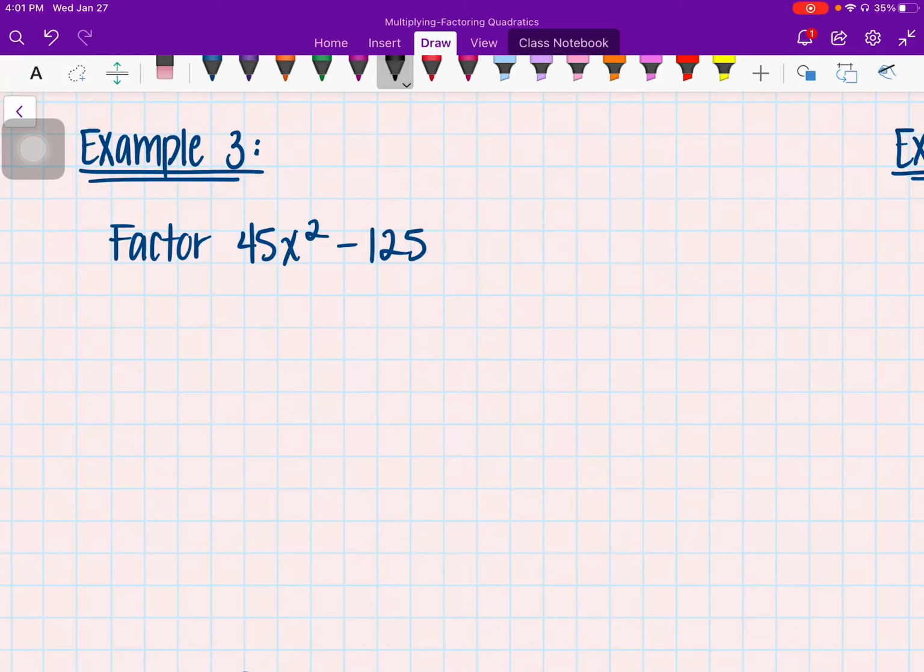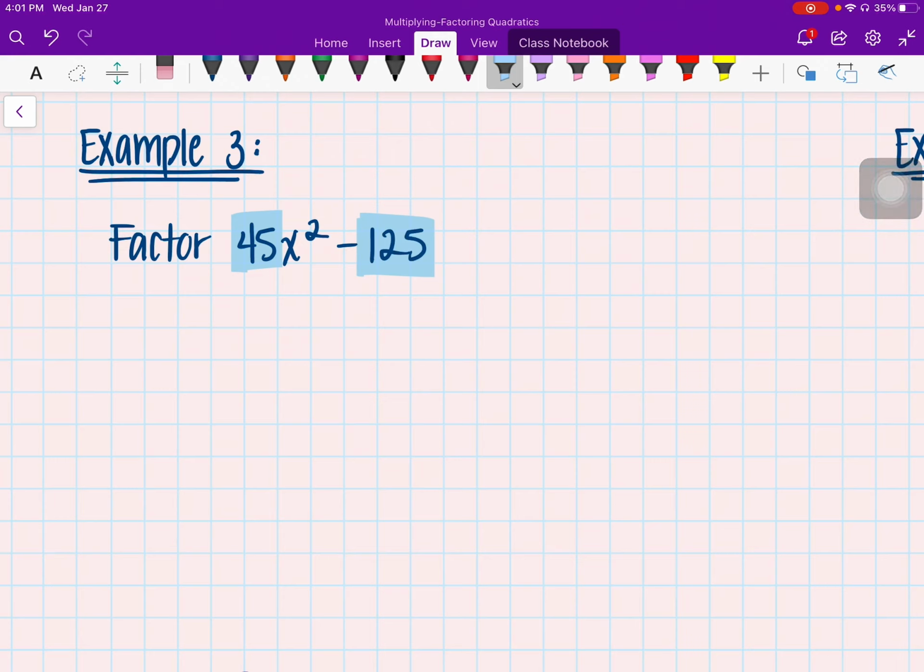All right, you guys, now moving on to example 3 here. Example 3, I want to go ahead and factor 45x squared minus 125. Now, if you take a look at this here, this is a binomial expression that is being subtracted. But if you take a look at our numbers here, 45 and 125, those are not perfect squares.